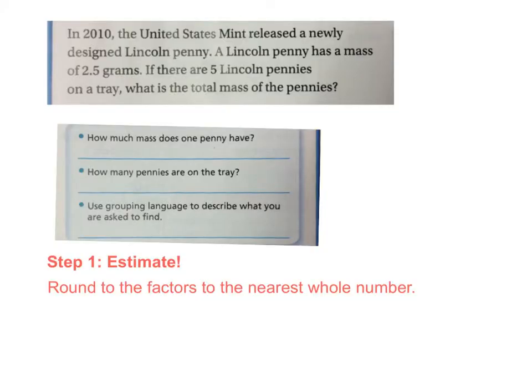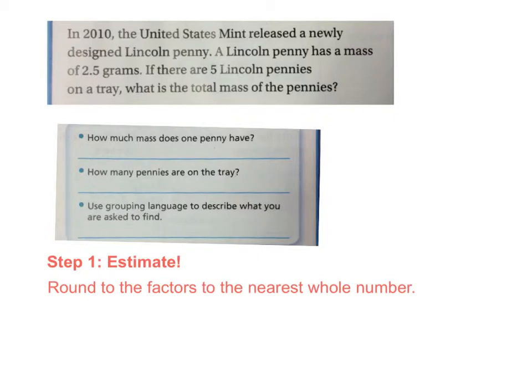It says, in 2010, the United States Mint released a newly designed Lincoln penny. Do you guys remember this happening at all? There was a new penny that was released in 2010, okay? A Lincoln penny has a mass of 2 5/10 grams, 2.5 grams. So each little penny weighs 2.5 grams. If there are 5 Lincoln pennies on a tray, what is the total mass of the pennies?